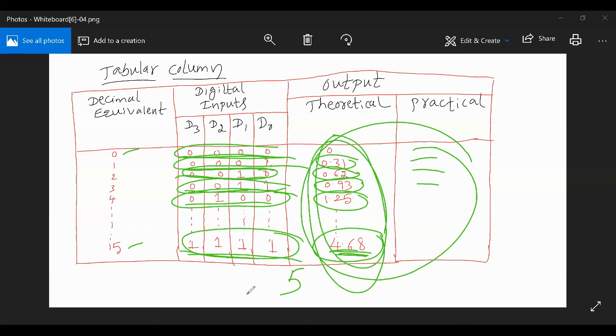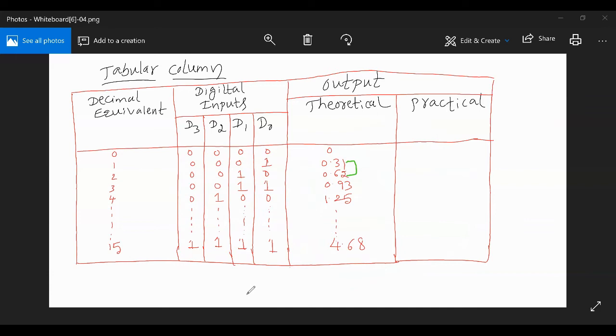So the maximum value is obtained for the maximum input, and the minimum value is obtained for the minimum input. In between, whatever digital input is applied, accordingly the analog output is obtained, right? Now what is the step size here? Step size is nothing but the difference of two consecutive outputs. For example, I will take digital input 1 and digital input 2. You take the difference of these two: 0.62 minus 0.31 is 0.31. Step size equals 0.31.